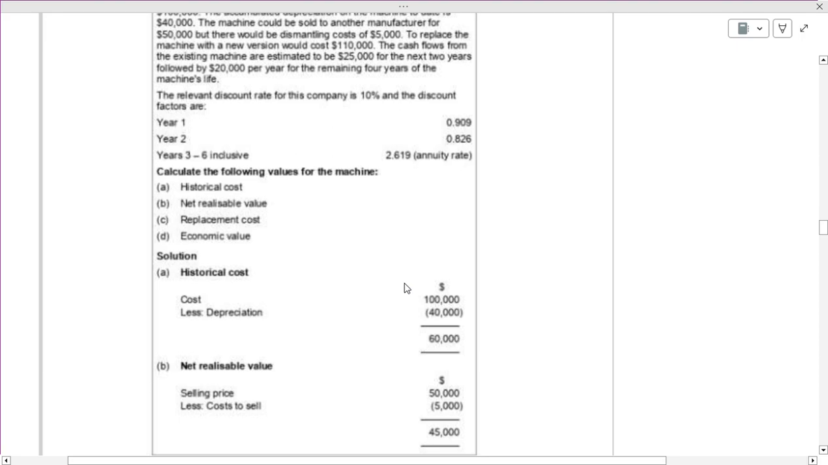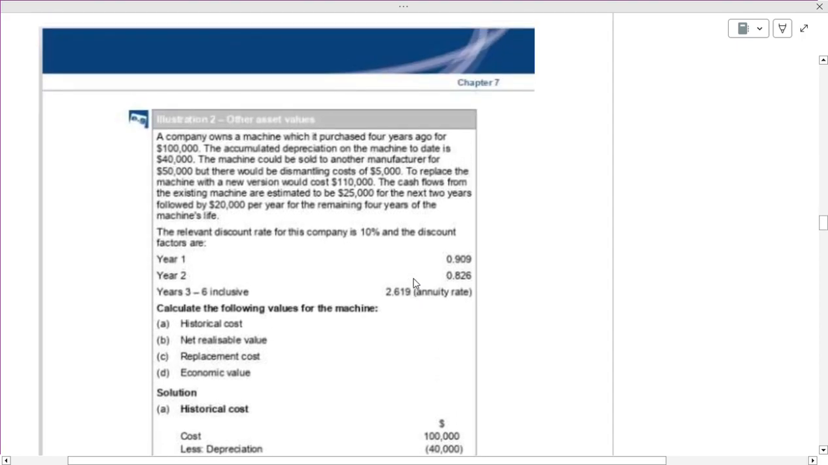They have given a small example. A company, they are asking us all four. Read the question fast, everyone.